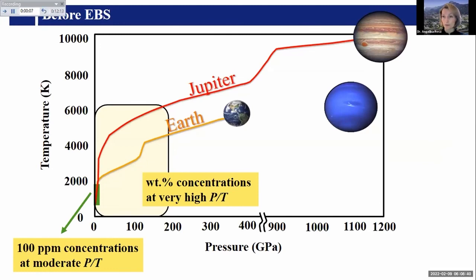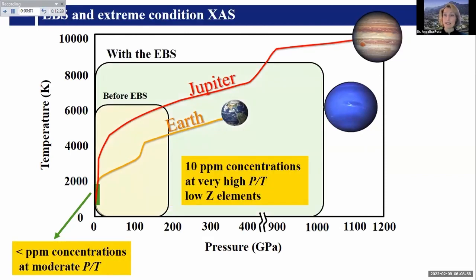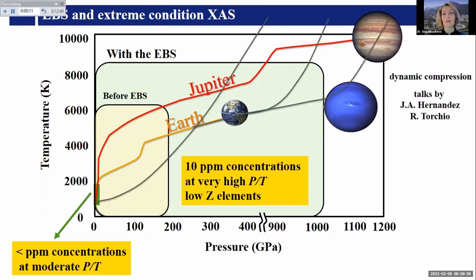So just to sum up, before EBS, we were able to cover already a large pressure temperature domain for studying trace elements or major elements, however, mostly at weight concentration levels. There was only a very small pressure temperature domain that we could actually reach in addition to high dilution levels. And with the EBS upgrade, we will now be able to study trace elements at their relevant high dilution levels and at a very large pressure and temperature domain. Of course, these kinds of studies are highly complementary to dynamic compression experiments on major elements that will now become possible at high power laser facilities, and I refer here to the talks of João Alexis Hernandez and Rafaela Torchio.